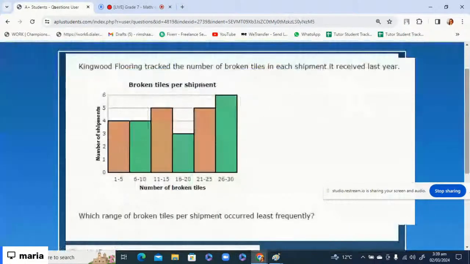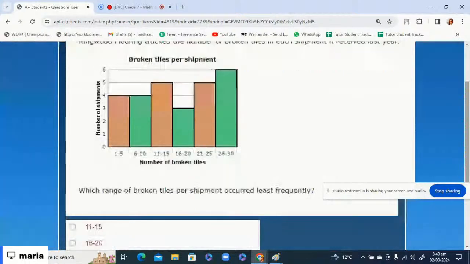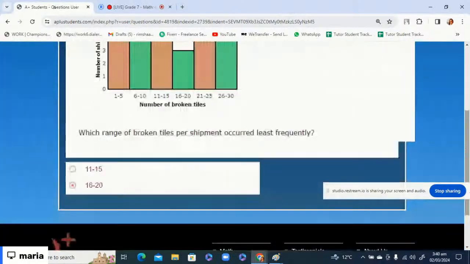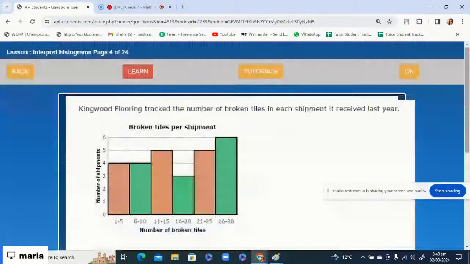Okay, Kingwood Flooring tracked the number of broken tiles in each shipment it received last year. Number of broken tiles are given. Which range of the broken tiles per shipment occurs least frequently? Like, which one is the smallest one? The first one is 4, the second one is 4, the third one is 5, the fourth one, check it out, it's less, it's 3. The fourth one is 16 to 20. That is the range. So 16 to 20 is the range, and this is our answer.